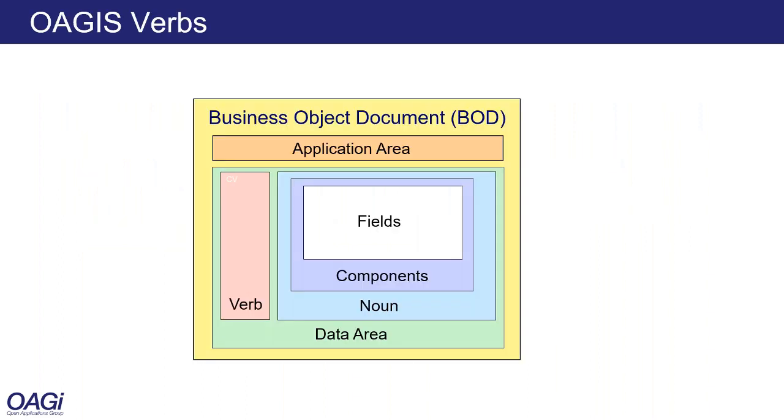So verbs, this is a basic view of our OAGIS BOD, which is a business object document. It has an application area at the top. There is another webinar that discusses that. But for the most part, all of our BODs are comprised of verbs and nouns used in combination.